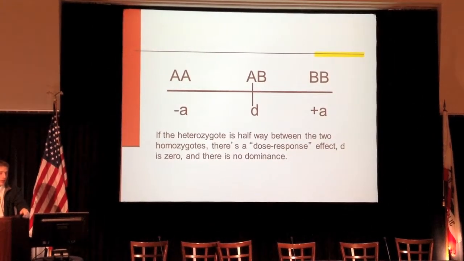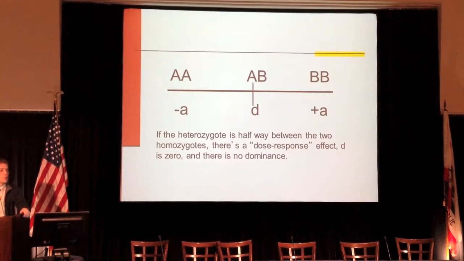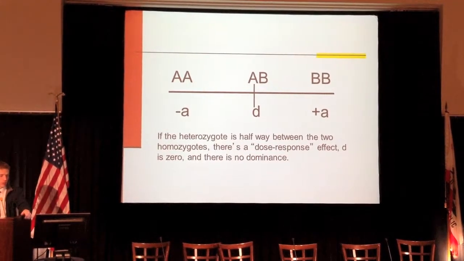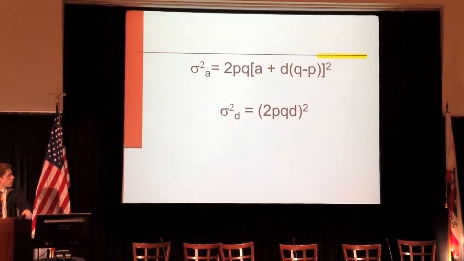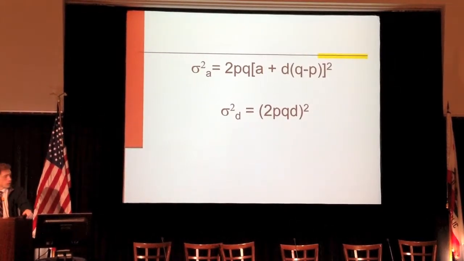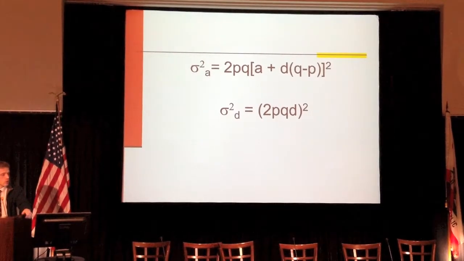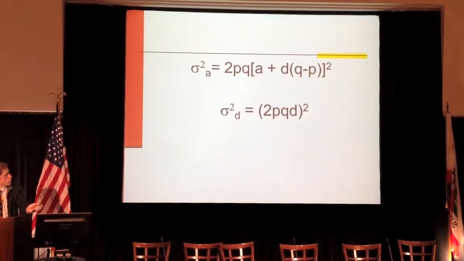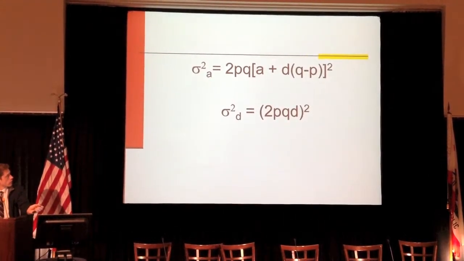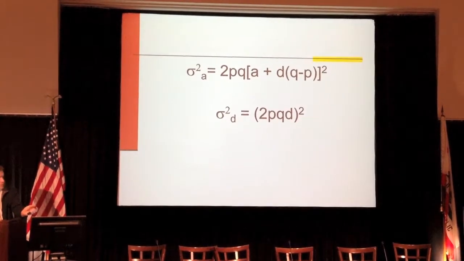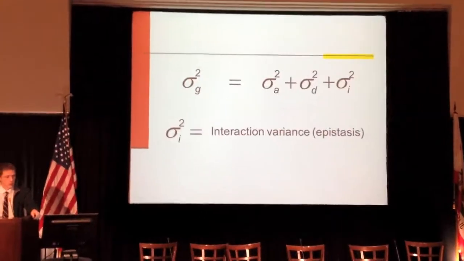In this case, the heterozygote is halfway between the two homozygotes. And the important part is there is a dose response effect. So additive genetic effect can be further parcellated into the probability of those individual alleles. So you have a probability P and Q for those alleles, and then you have the effect sizes A and D, and then you can also calculate the dominant genetic effect. It's a very simple, probability type equation.